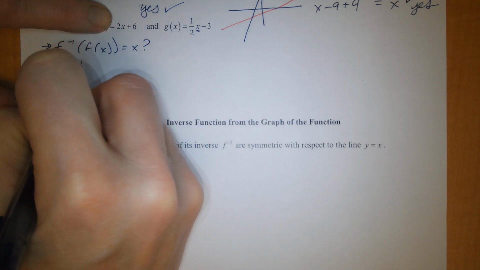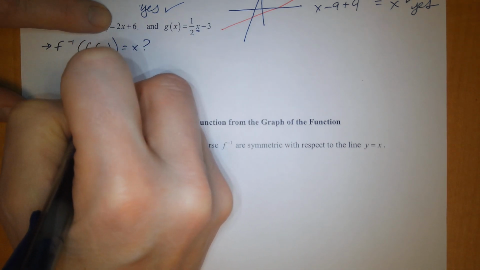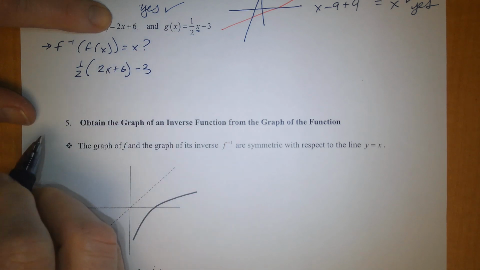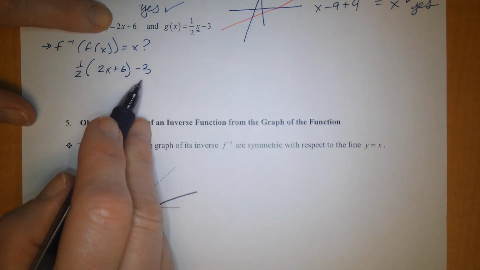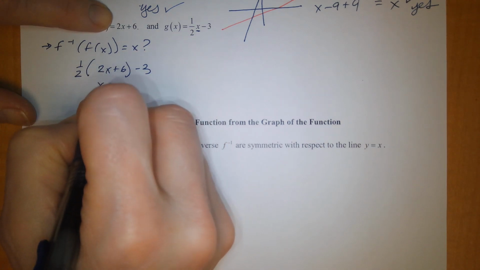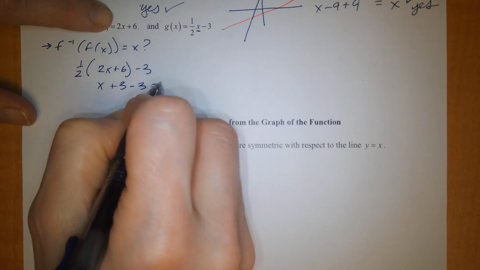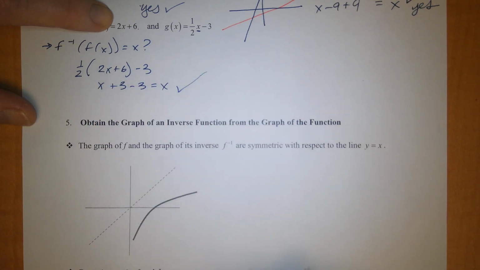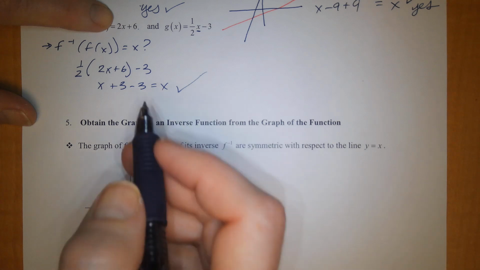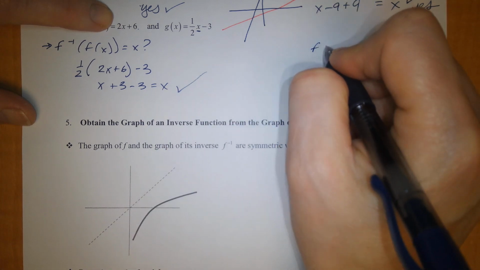So this becomes 1/2 times 2x plus 6 minus 3. Well, if I distribute the 1/2, it becomes x plus 3 minus 3, which is x. So that checks. Now we do the opposite direction.